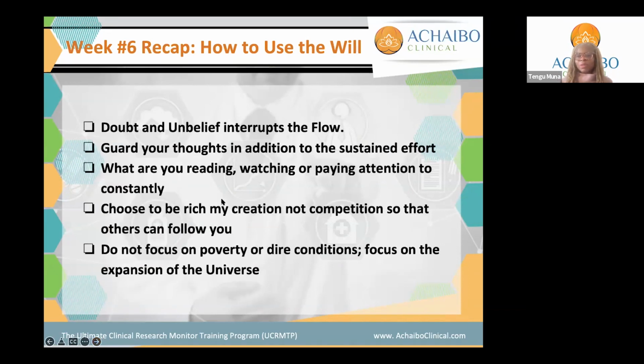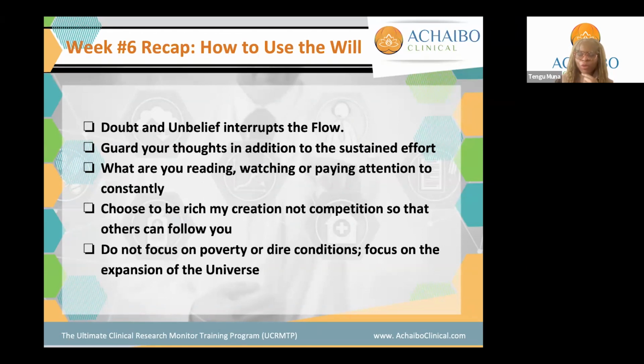And doubt and unbelief interrupts the flow. And guys, it is so true. I have to tell you, I always catch myself because I might say, oh, wow, I'm so happy and grateful that some things that I'm desiring will happen today. And then I start hearing some lack thoughts as I'm moving throughout the day. And I'm like, no, this is not in alignment with what I actually want.